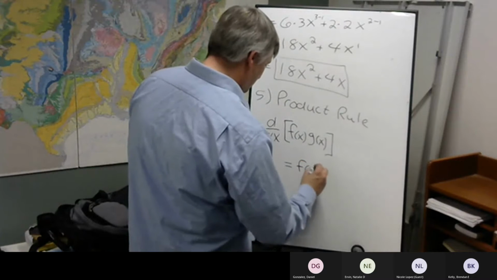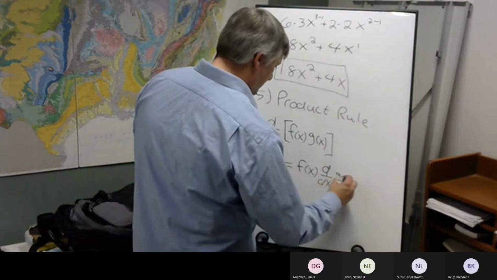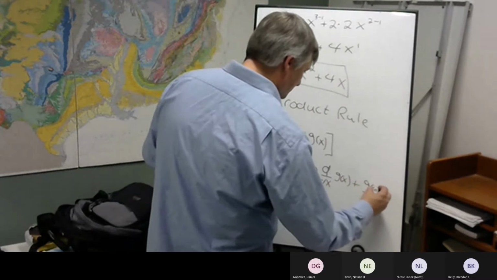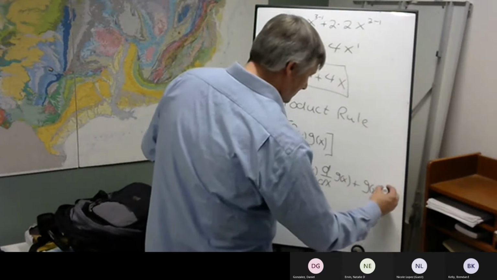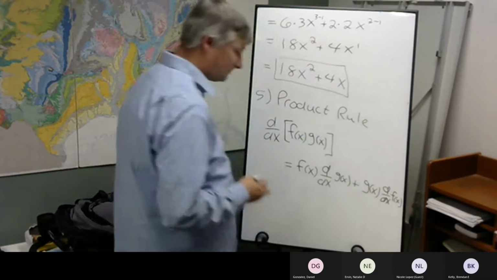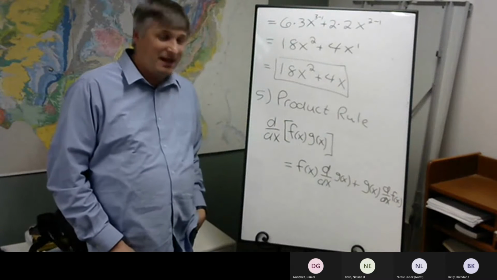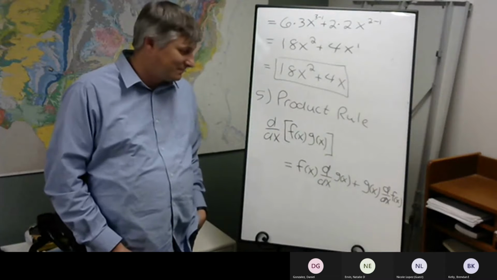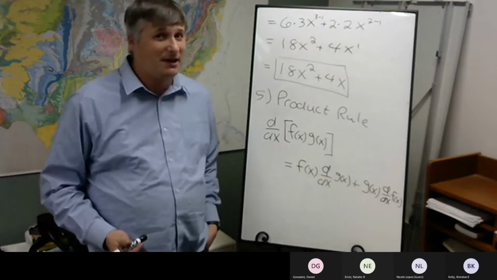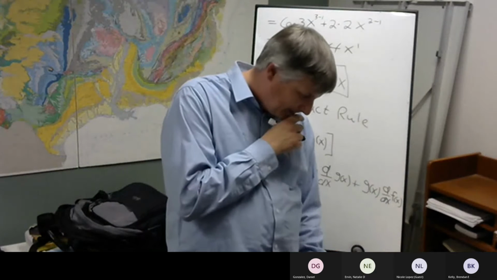f of x times d dx g of x plus g of x times d dx f of x. So that's going to be your product rule. So questions about that? I'm going to do an example here, but let me get an interesting example.